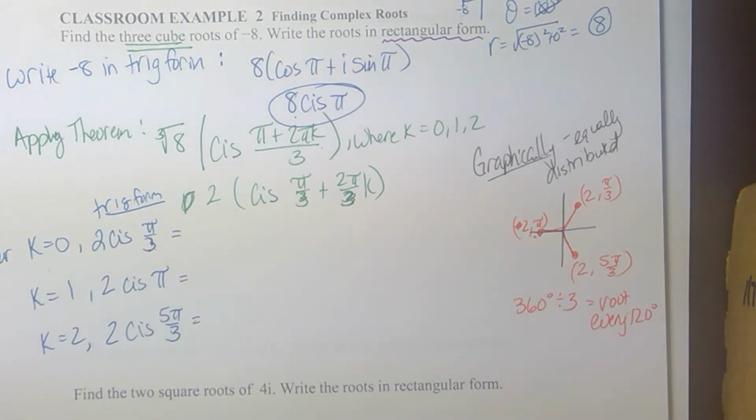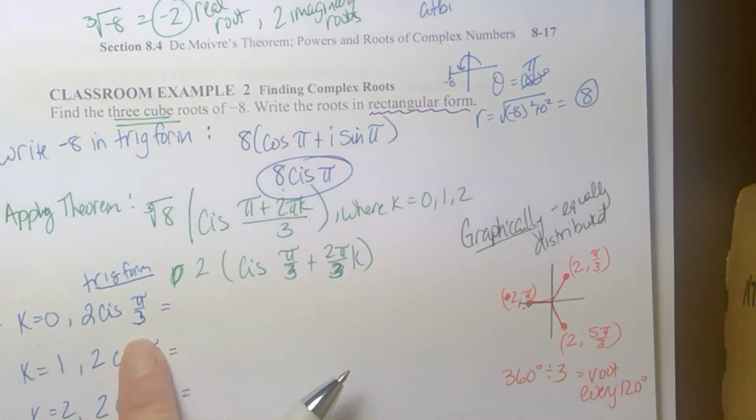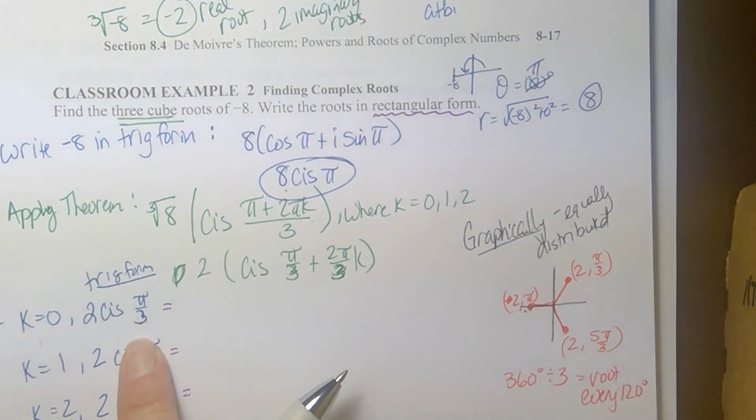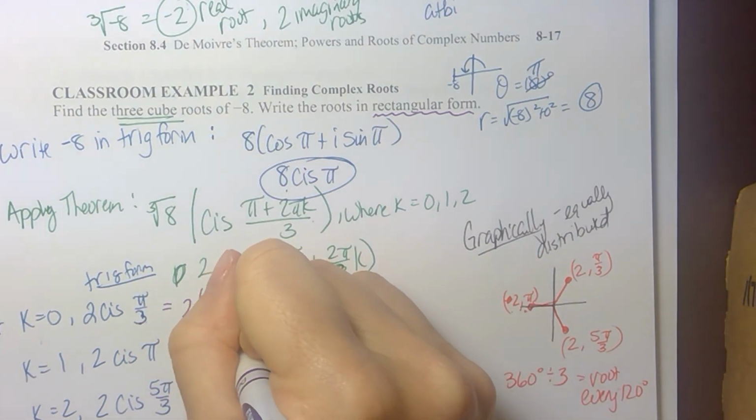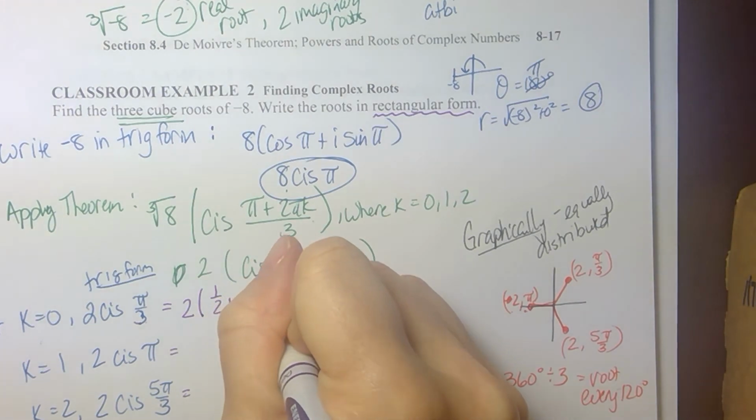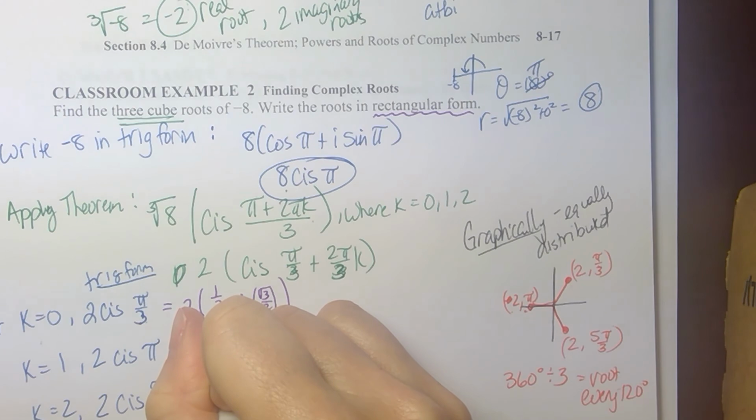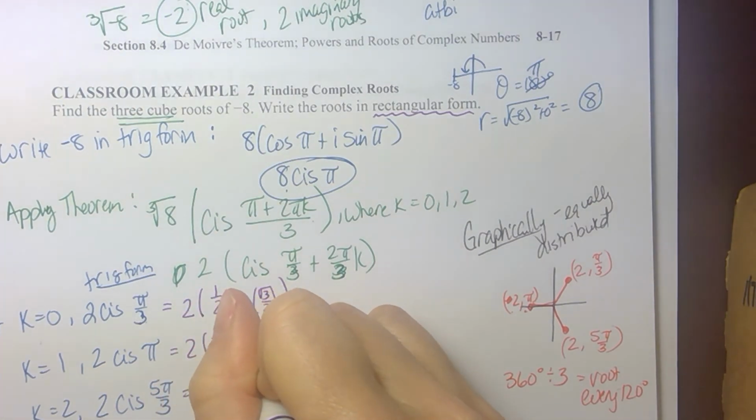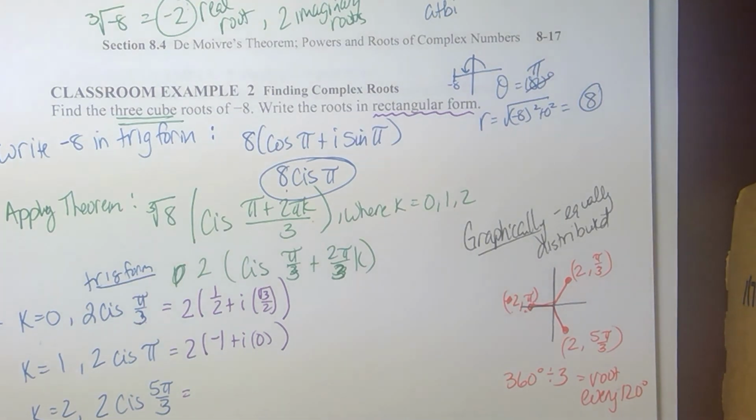Okay, let's go back over here and let's turn our trig form into rectangular form. To do that, I have to know the cosine and sine function values at pi third. Well, at pi third, cosine is 1/2 and sine is square root 3 over 2. What about at pi? At pi, cosine is -1 and sine is 0. What about at 5 pi thirds? At 5 pi thirds, cosine is a positive 1/2 and sine is a negative square root 3 over 2.